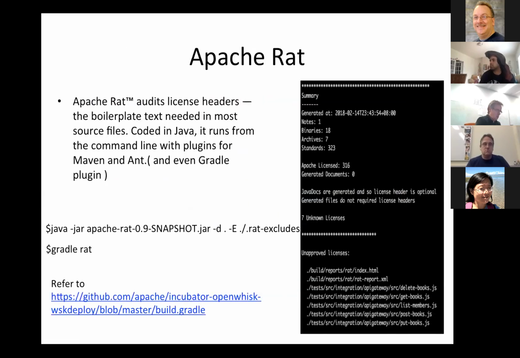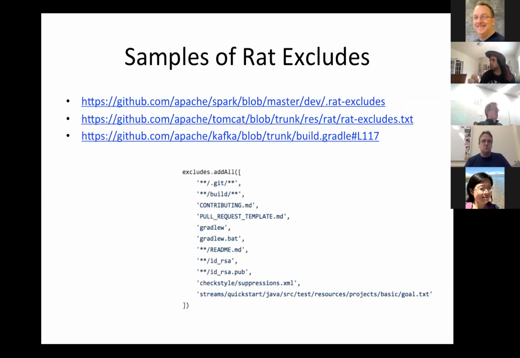So here you can define a rat exclude. If you are using the command line, you can define a rat exclude file. In the file you define all the excluded files. If you are using Gradle, you define it in a custom build Gradle file. So I looked at some sample rat excludes of famous Apache projects.